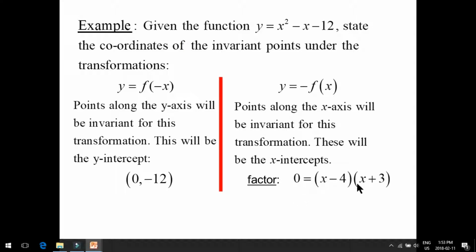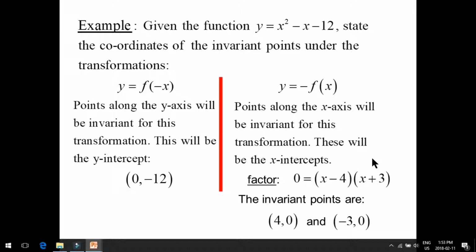Okay, so here we have it. I set it equal to 0. I factored it. And we need x equals 4 or x equals minus 3. So (4, 0) or (-3, 0). Invariant points under that transformation.